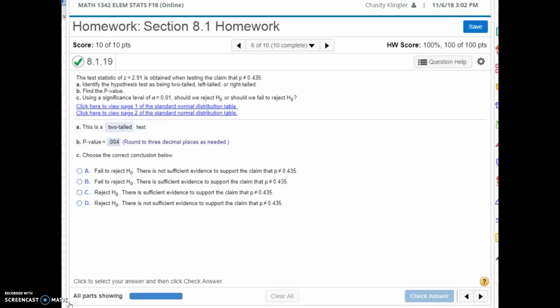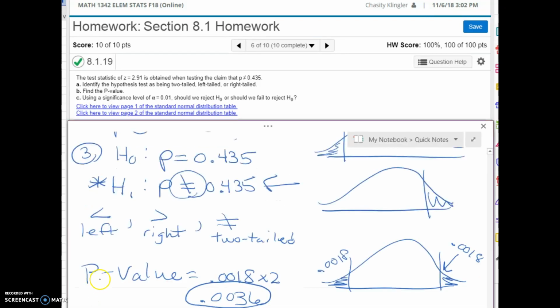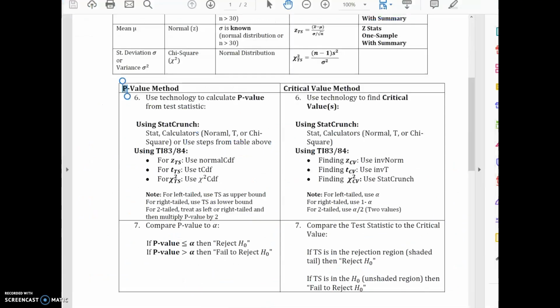Okay, now this part C is the reason why I've been doing steps 1, 2, and 3, because that's where you decide to reject or fail to reject and then your conclusion statement. So remember, p-value method, this is step 7 right here. You compare your p-value to your significance level. If your p-value is less than or equal to alpha, you reject the null. If it's greater than your alpha, you fail to reject the null.